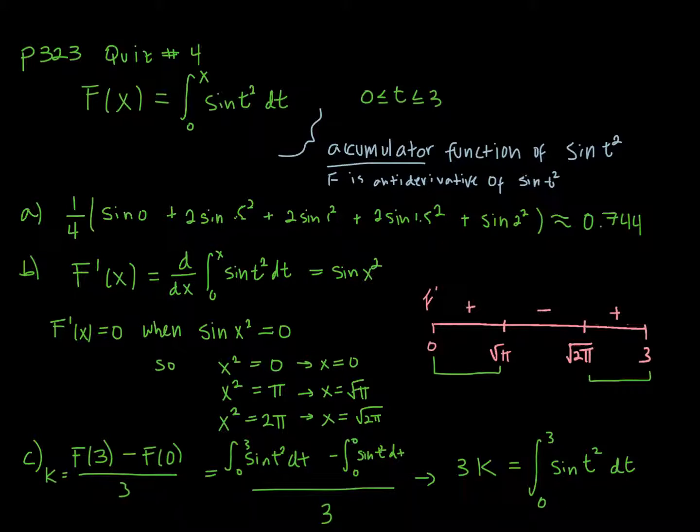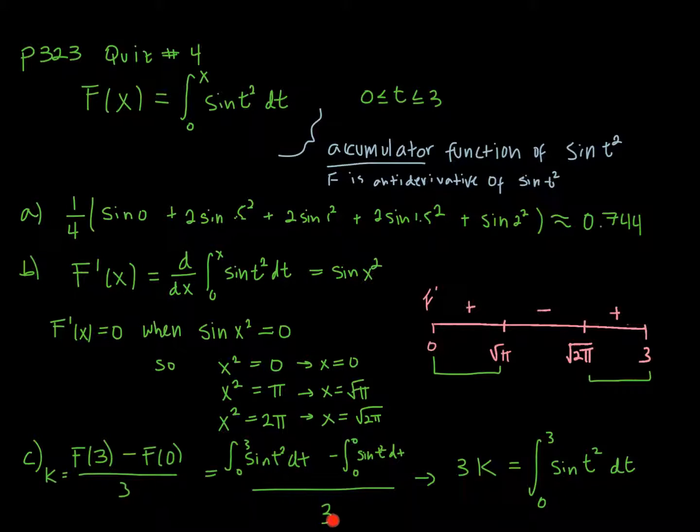Now capital F is simply the accumulator function. So capital F of 3 is accumulating from 0 to 3 sine of t squared dt, and capital F of 0 is the accumulator function from 0 to 0, all divided by 3. Well, when I evaluate an integral from one point to itself, I get 0. So this ends up simply being 1/3 times the integral from 0 to 3 of sine of t squared dt. So that's what k is equal to.